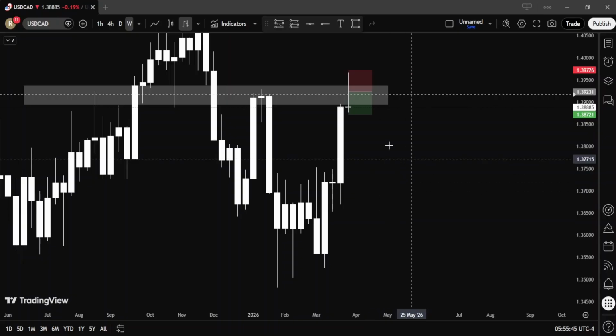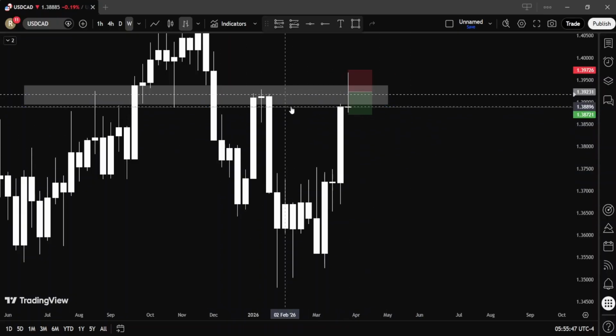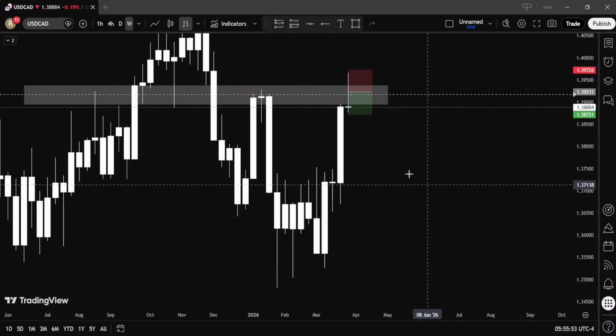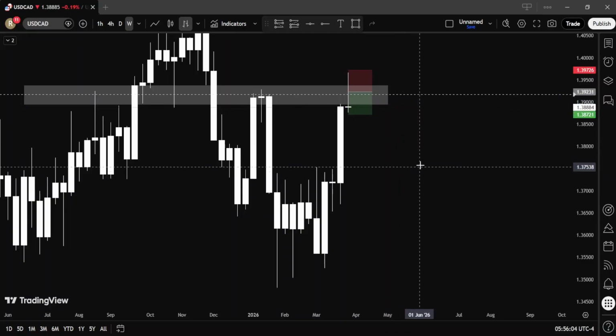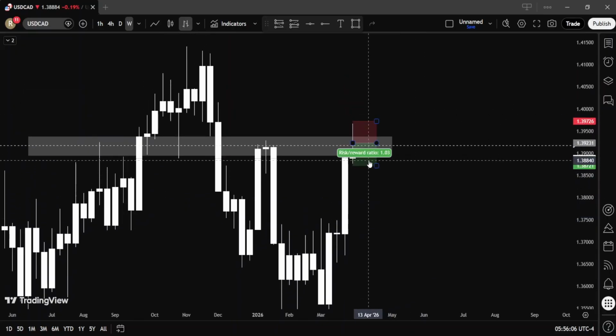So more often than not, in a zone like this on the daily and the weekly here, it's more likely to go down than up. And that's about it.